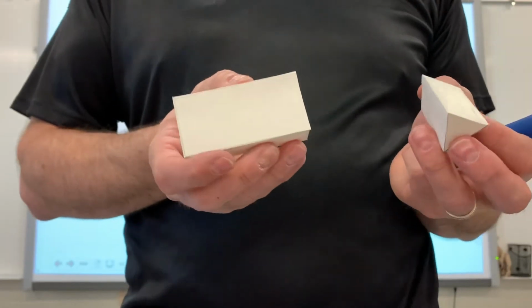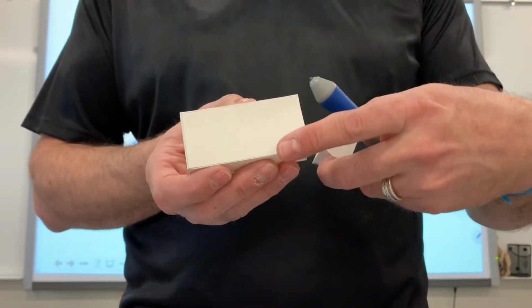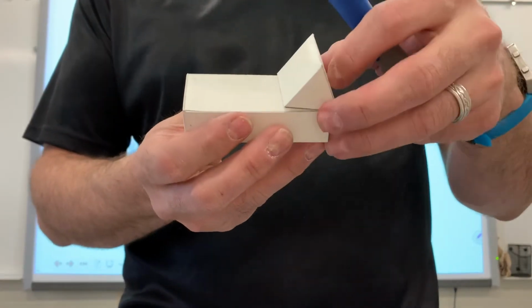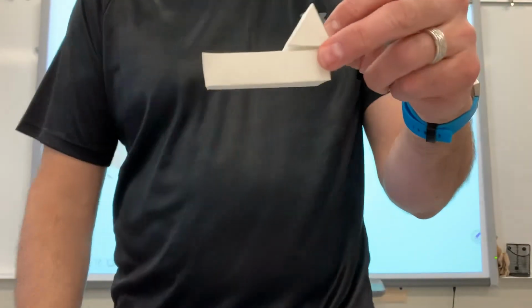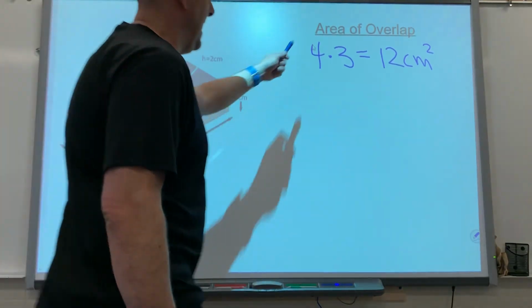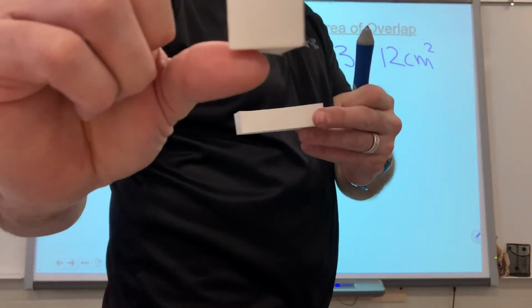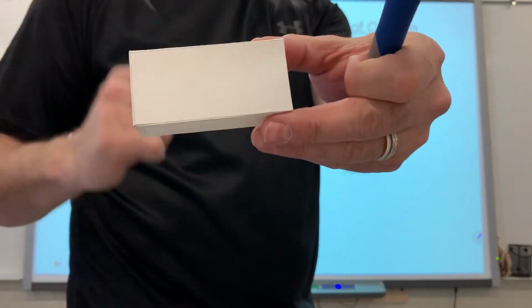So if we were doing a total surface area, we would have to subtract 12 from here we can no longer touch, and 12 from here we could no longer touch. We would have to subtract 24 total, but the actual area of overlap itself is 12. 12 for the bottom of the triangular prism, and 12 for the spot here that we can no longer touch.